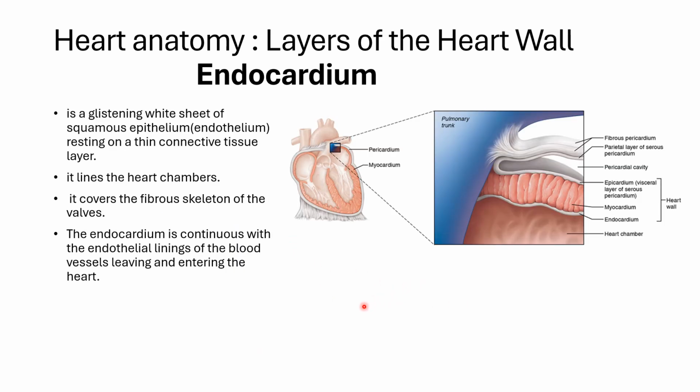Now, the innermost layer of the heart is the endocardium, and it is a sheet of squamous epithelium, endothelial cells, which is resting on a thin connective tissue layer, and it lines all the chambers of the heart. It covers the fibrous skeleton of the valves as well, and endocardium is continuous with the endothelial lining of the blood vessels leaving and entering the heart.